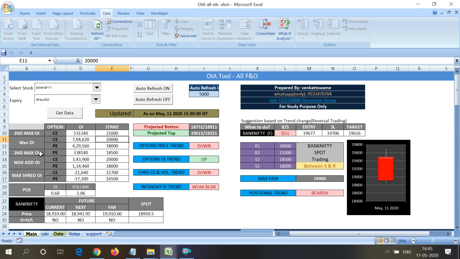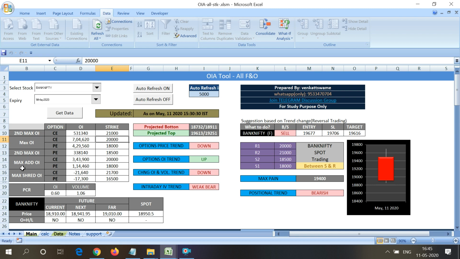And here I have included second max open interest, meaning after that, which strike has the most open interest. Here I show the 18,500 strike has the second highest put open interest, and the 21,000 strike price of call has the second highest open interest.